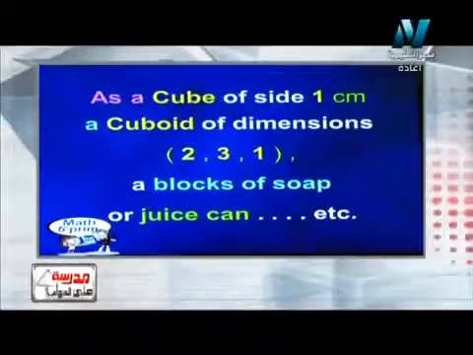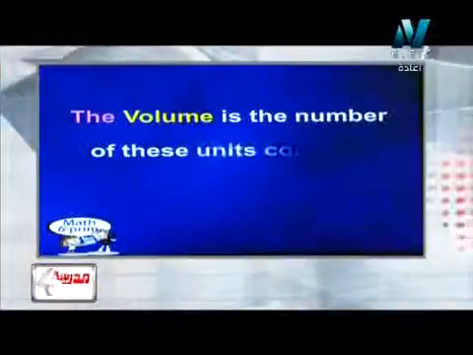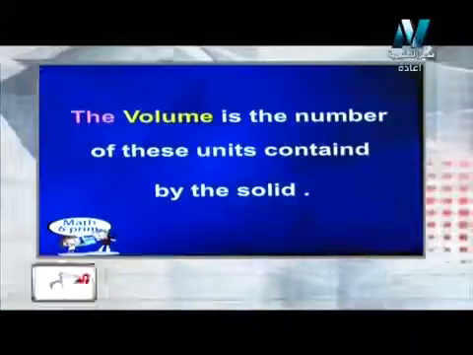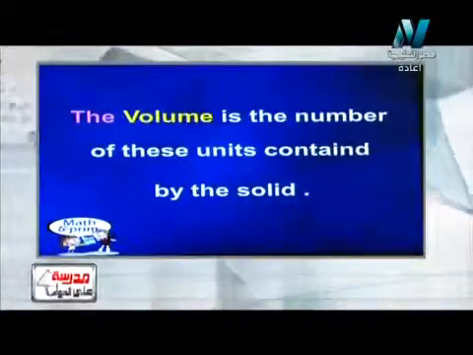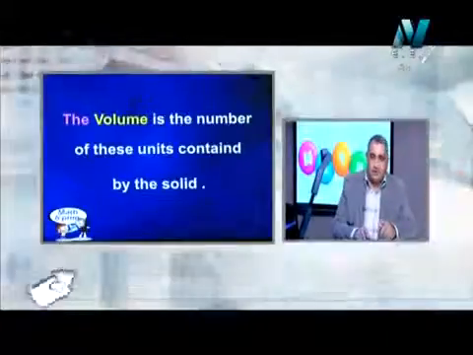Sometimes we have a carton and we put in it a certain number of juice cans. The number of these juice cans, we consider it the volume of this carton or this box, and so on. As you see, the volume is the number of these units contained by the solid. The number of units, whatever the unit, we can consider it as the unit of volume. The number of this unit is the volume of this container.